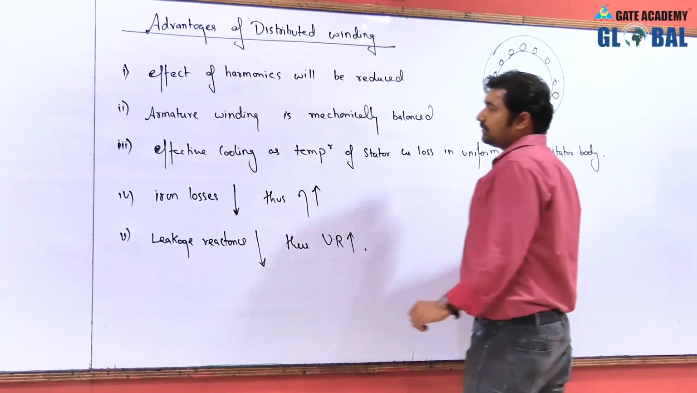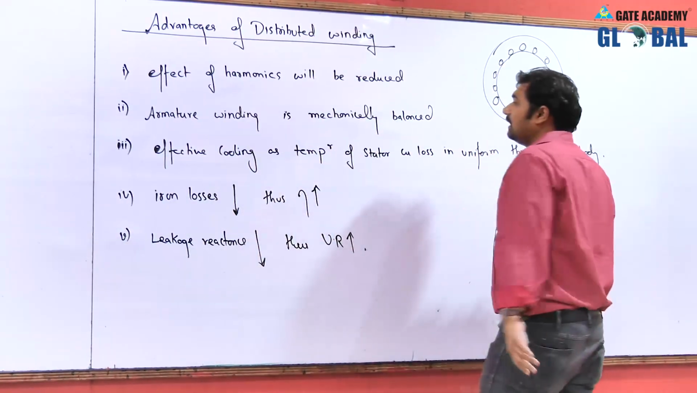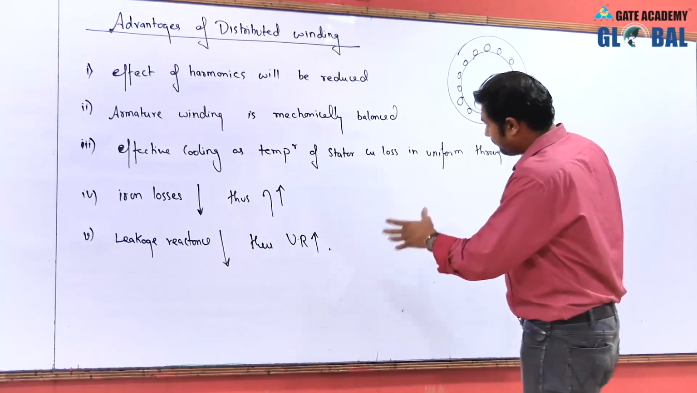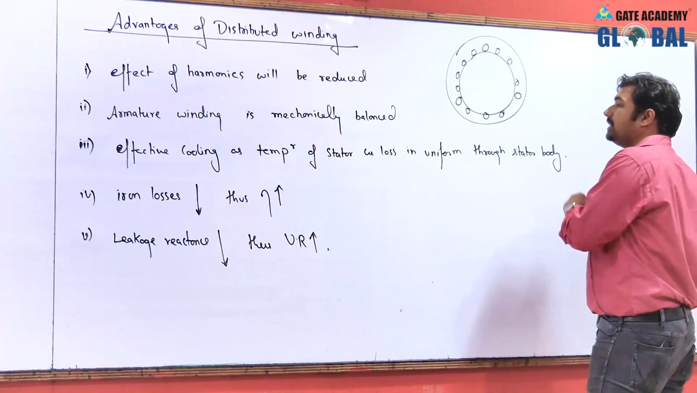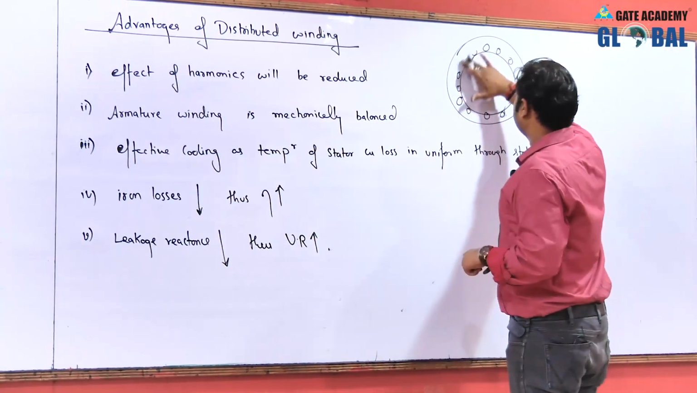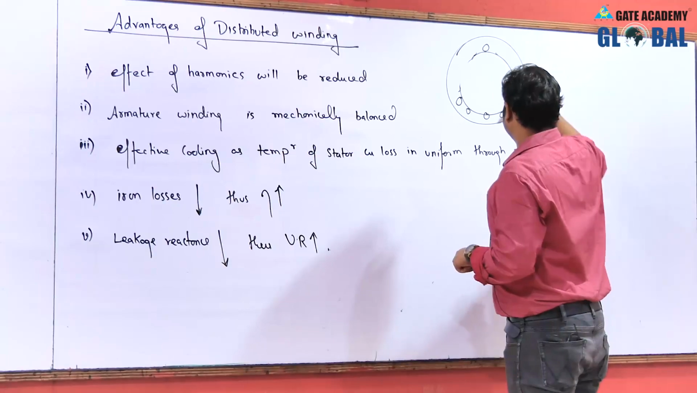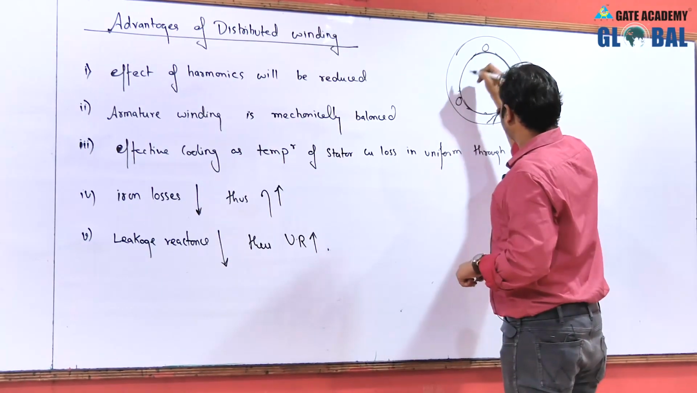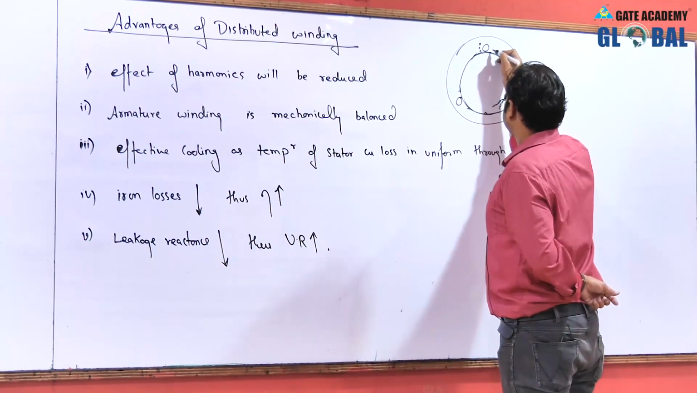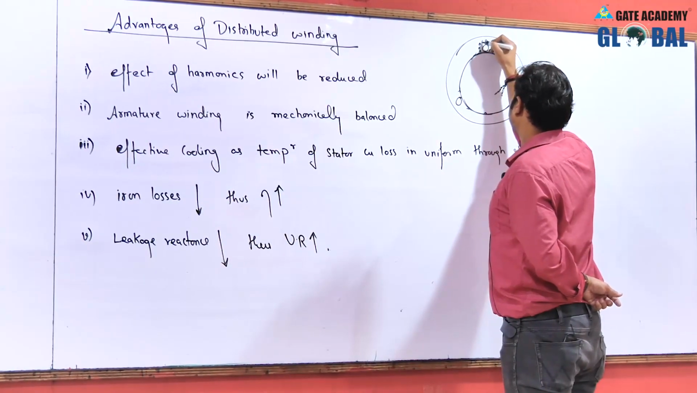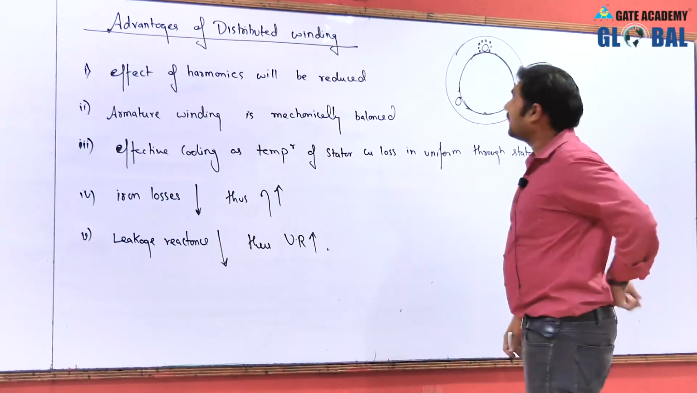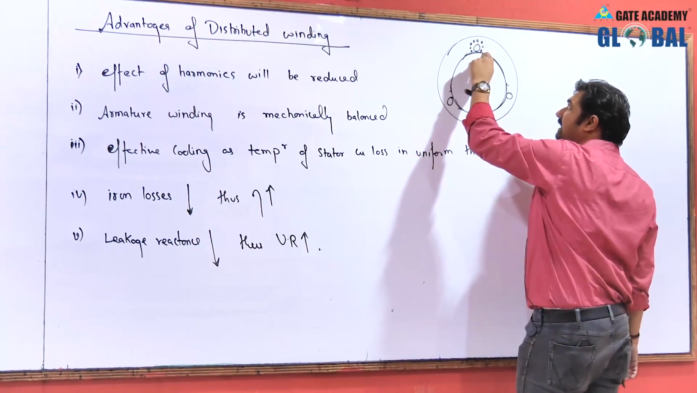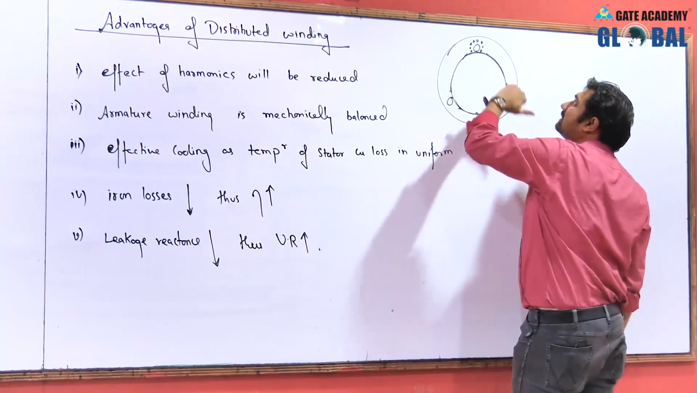One more thing, effective cooling is possible, as the stator copper loss is uniformly distributed throughout the stator body. If we have only stator conductors in this fashion, that is concentrated winding, then in order to cool down we need to use more cooling ducts across this wire, and if we use more cooling ducts, then the effective reluctance path increases.